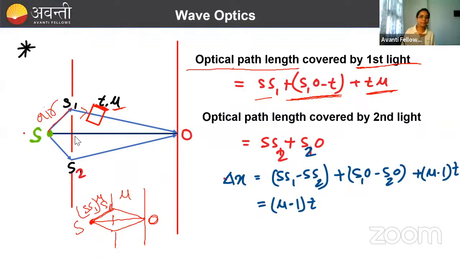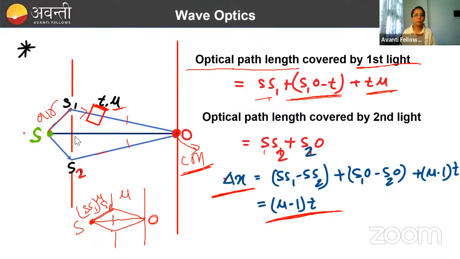Now the optical path length covered by the second slit is the same as the geometrical length, because throughout it is traveling in air: SS2 plus S2O. What will be the path difference? You just take the difference of these two. The important thing to notice is that at O, both are not traveling the same optical length. One is traveling more than the other. So definitely this won't be the central maxima. This is not going to be our central maximum. Where will our central maximum be?